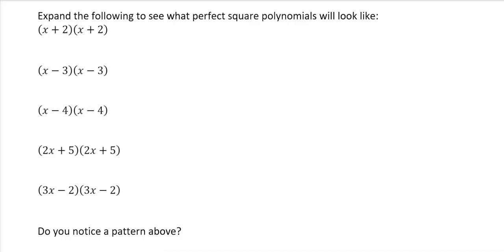Okay, so I'm just going to write down the answers quickly here. X squared plus 4x plus 4. This is x squared minus 6x plus 9. This is x squared minus 8x plus 16.